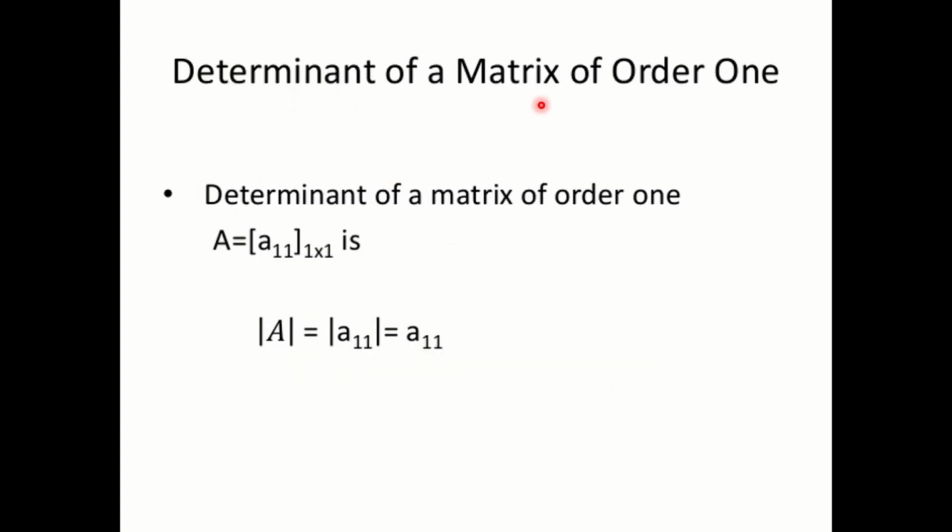Determinant of a matrix of order 1. Order 1 means one row and one column. Determinant of a matrix of order 1, that is A is equal to A11, meaning first row, first column. Order is 1 by 1. We always write the determinant in two vertical bars. Determinant of capital A is equal to the value of that matrix, that is A11.